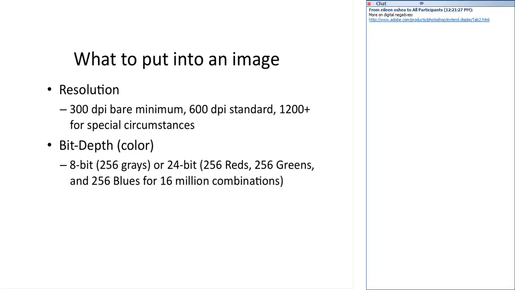So in a 24-bit image, you have 3 8-bit channels, 8 bits for red, 8 bits for green, and 8 bits for blue. Each one of those provides 256 options for each color, and 256 cubed gives you about 16 million color combinations, which is a lot. It's enough to cover the majority of imaging we need to do.